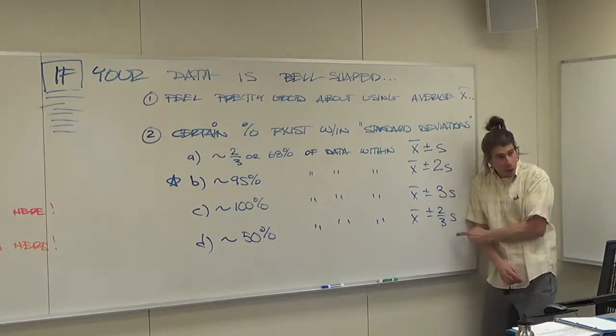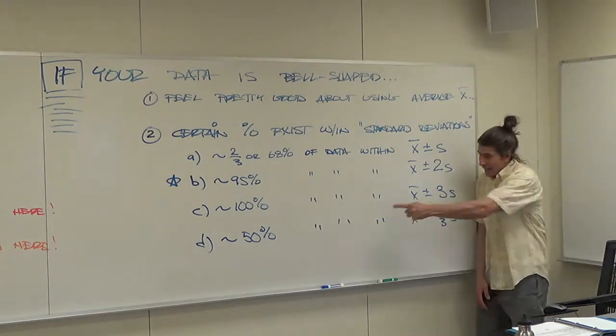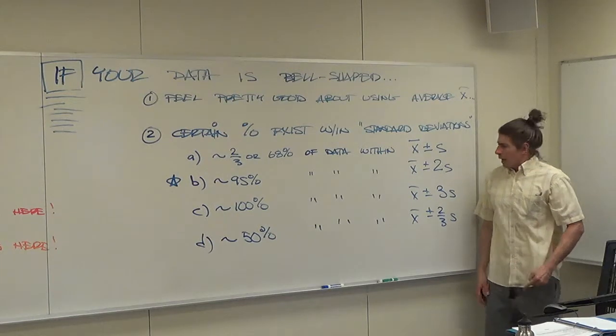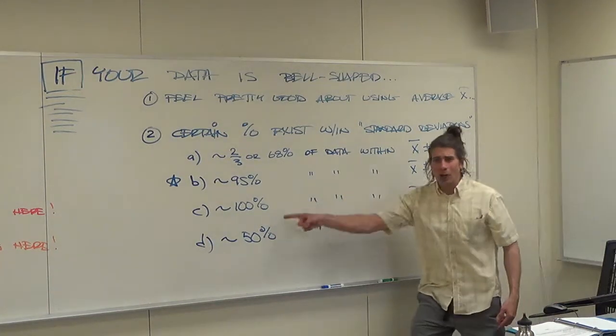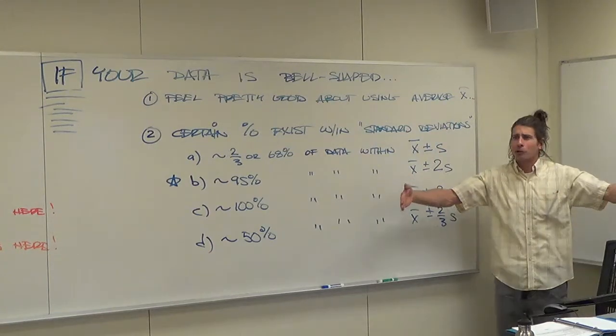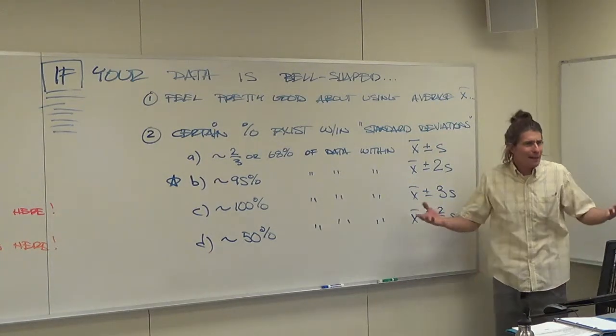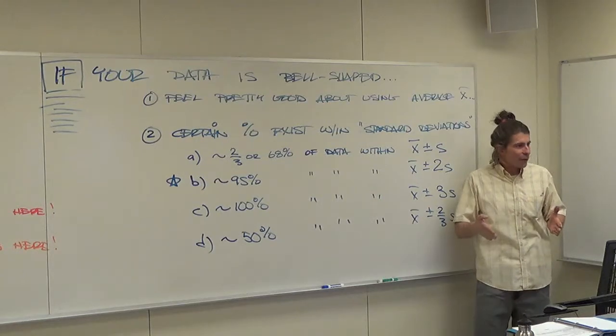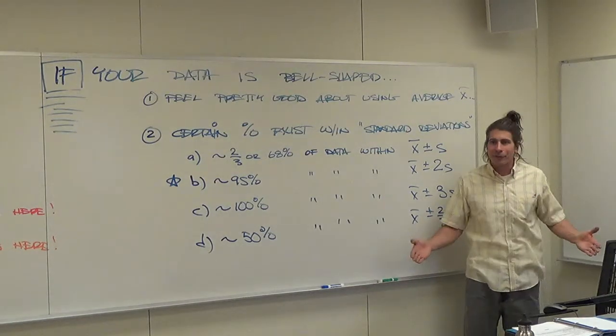If you have to go out 2/3 of a standard deviation to get half the data, why is it 3 to get all of it? Wouldn't it be just twice as far? 2/3 would be 4/3. Doesn't that make sense? 2/3 gets you half, 2/3 more gets you the other half.